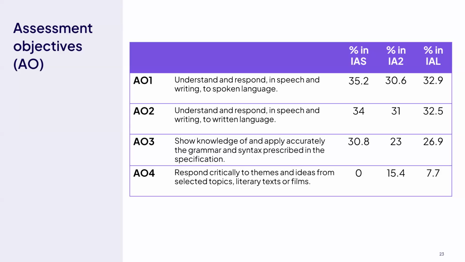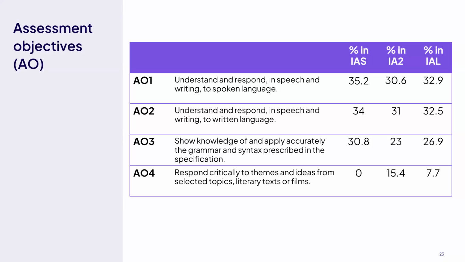AO3 really is the easy one. It's show knowledge of and apply accurately the grammar and syntax prescribed in the specification. That's quality of language, so we all tend to know what that is. And AO4 is respond critically to themes and ideas from selected topics, literary texts, or films. AO4 is only tested in the A2, and it's about the content of what they write in their section C essay.